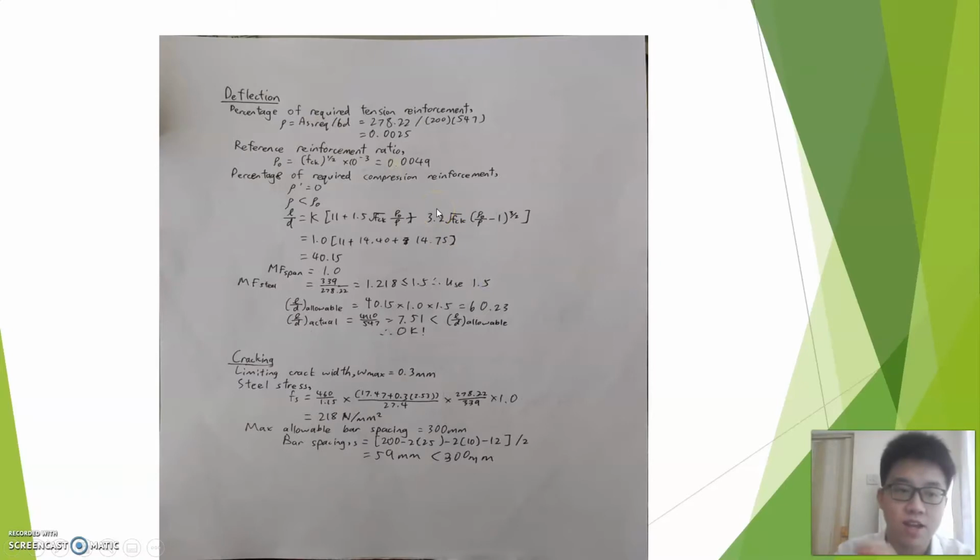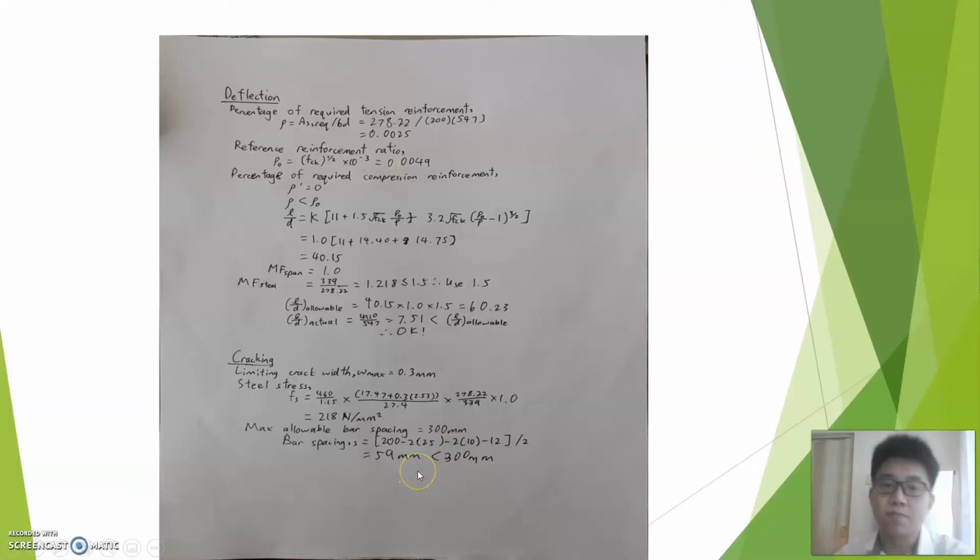For the deflection, we found that it is okay for the beam, and the cracking is also okay, because the bar spacing is below the maximum and above the minimum bar spacing. And that's all for me. Thank you. Now I will pass to my teammates.